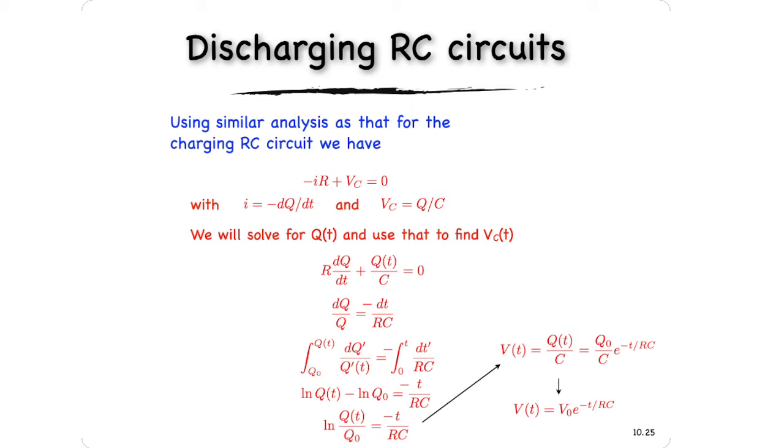And then again, I can raise e to the left side and set it equal to e to the right side. On the left side, I'm just going to get q of t over q naught. On the right side, I'm going to get e to the minus t over RC. So I get this expression right here for q of t, and I've divided the expression by C to get a voltage.